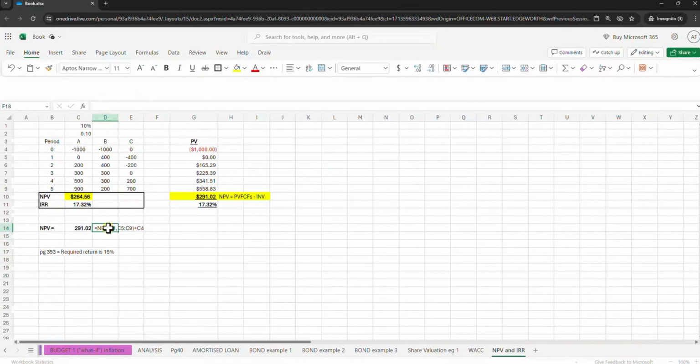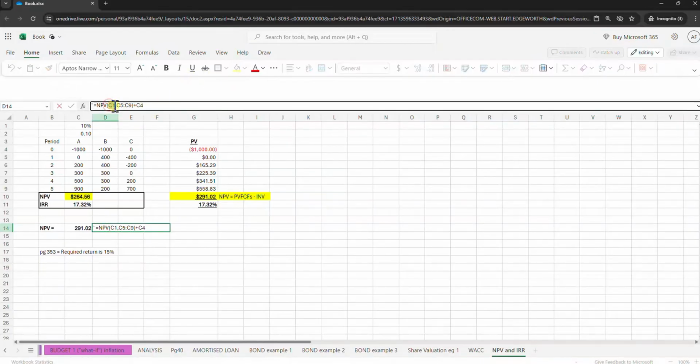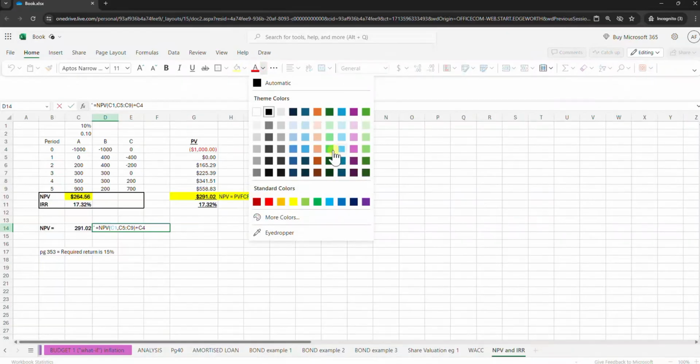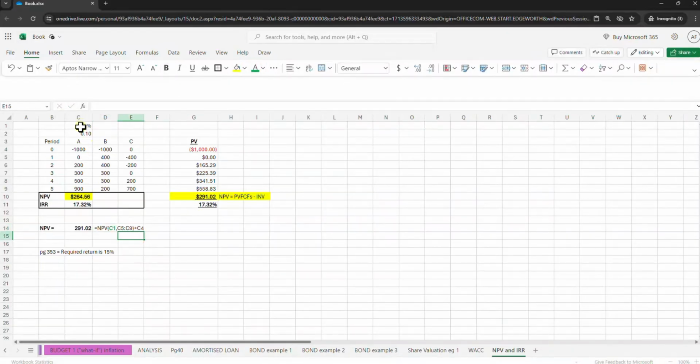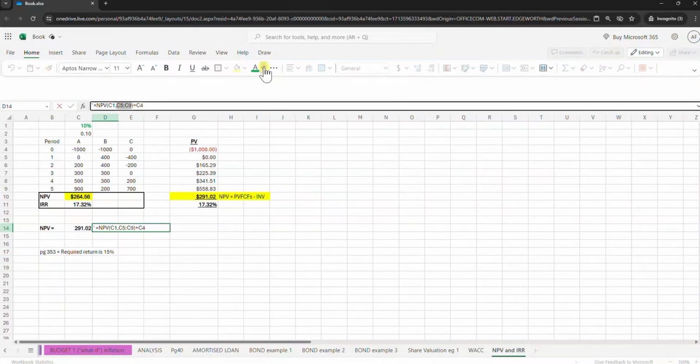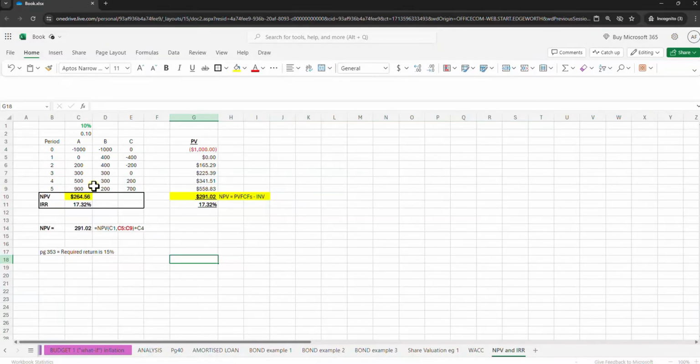So this C1 is the rate, okay? And then you've got your data. Oh, it doesn't keep the color. It keeps the data.